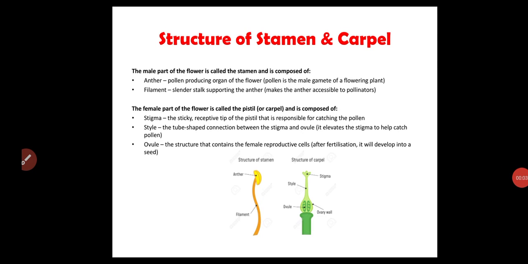Structure of stamen and carpel. Stamen is nothing but the male reproductive part. Carpel is the female reproductive part in a plant. So the male reproductive part of a flower is called stamen, and it consists of two parts.